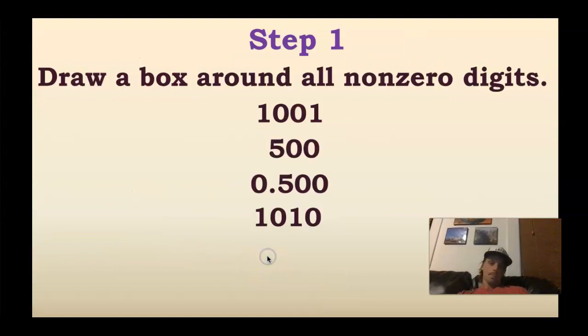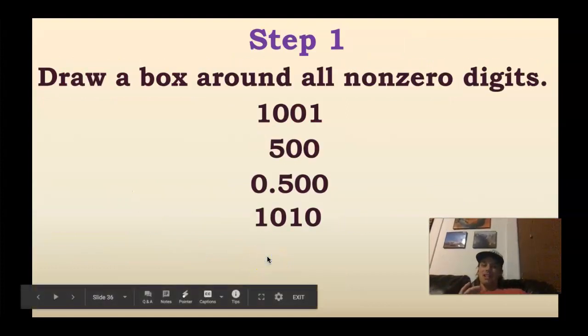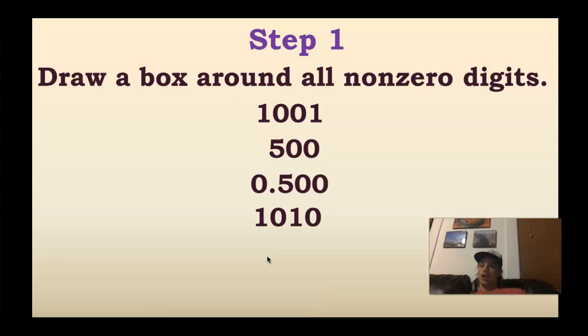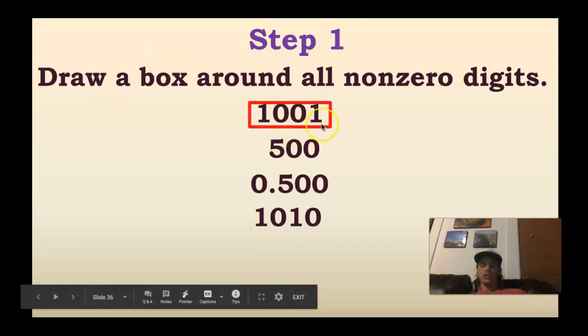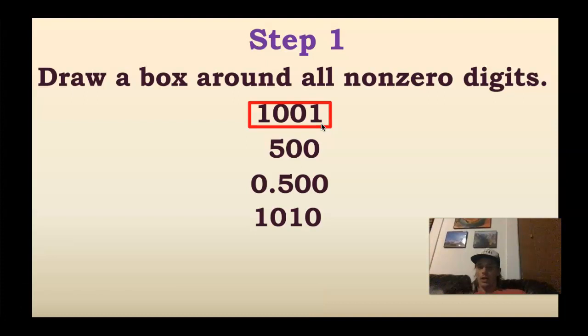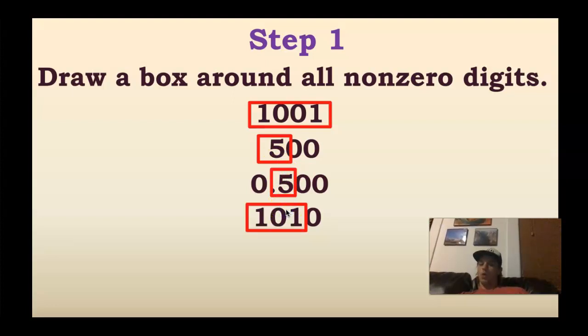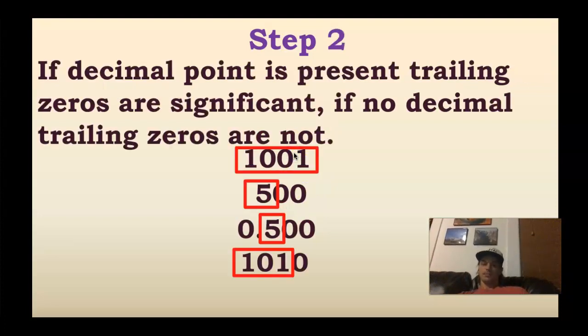Okay? Now, if I want to identify sig figs using this two-step method, you draw a box around all non-zero digits. So there's a box around all non-zero digits, even if it includes other numbers. So one box around all non-zero digits. In this case, I would just draw a box around the 5. Same thing here. Here, I would draw a box around the 101. Okay? Step 1. And this is if you struggle with sig figs.